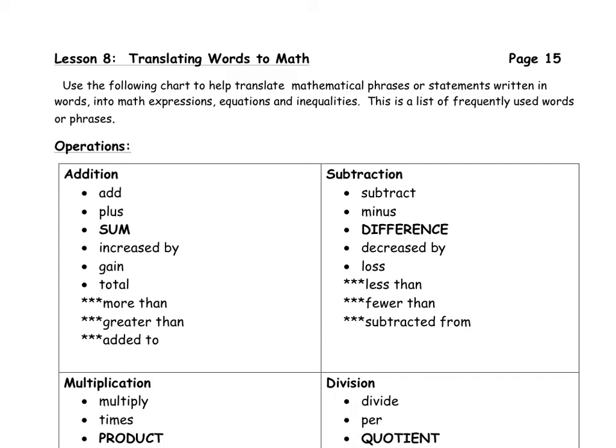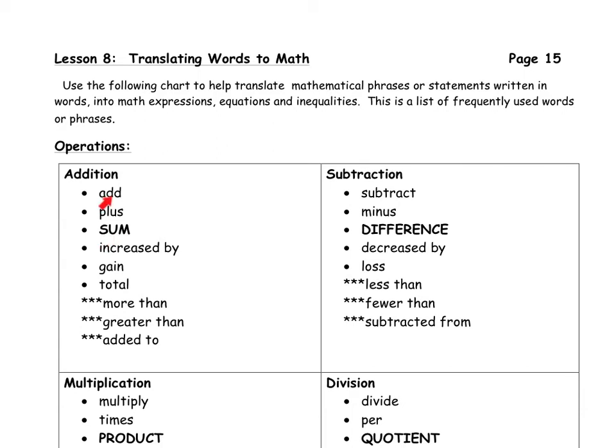This is a list of frequently used words or phrases, and we're going to start with words that discuss operations. Our four main operations are addition, subtraction, multiplication, and division. There are, of course, other words we can add to this list, but this is a good start. So let's focus on this word sum. You're going to notice that it's bolded.